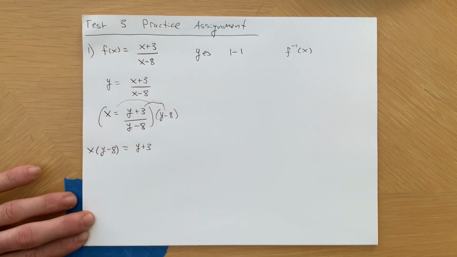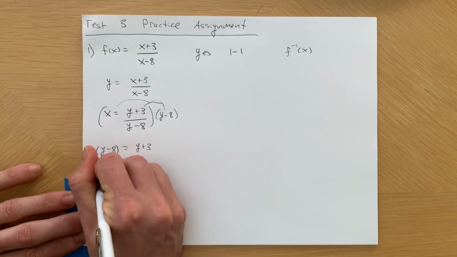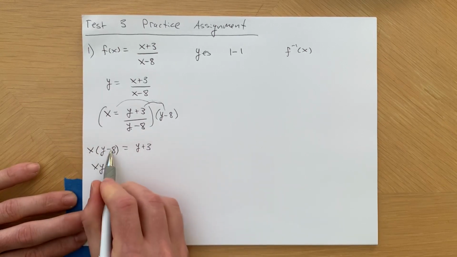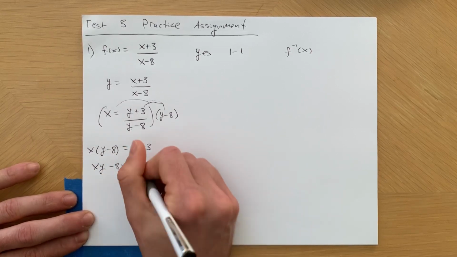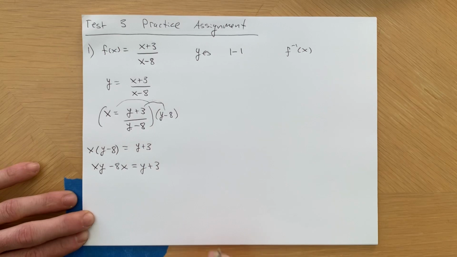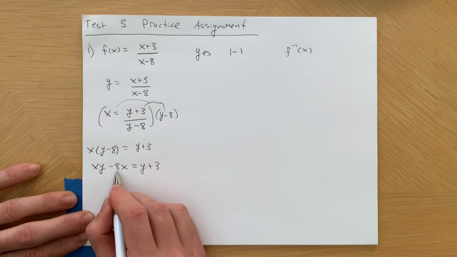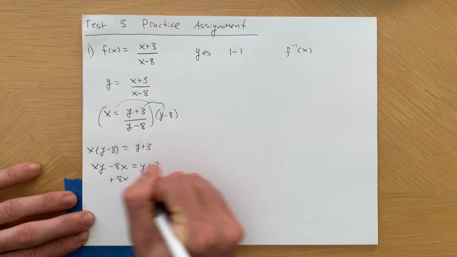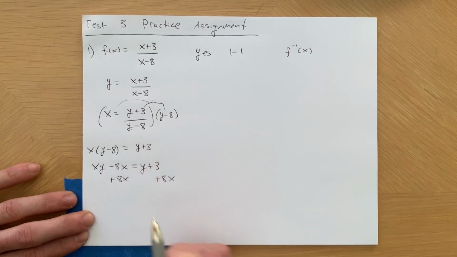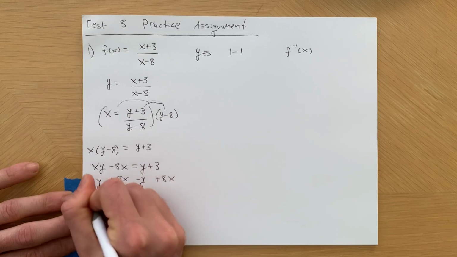And now the next thing to do to solve for y is we're going to take this x and distribute. So we're going to have x times y, which is xy, x times 8, which is minus 8x, equals y plus 3. And now what we need to do is get the y's on the same side, x's on the other side. So what we could do is add this minus 8x over to the right. So we're going to add 8x, and then we can move this y over to the left. So subtract y, subtract y.